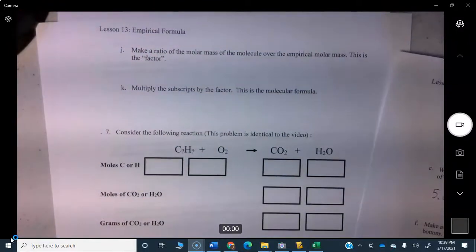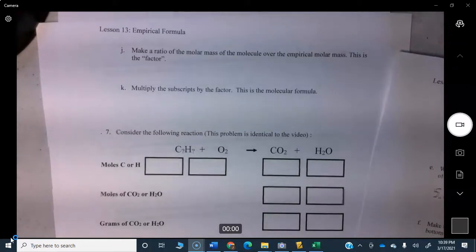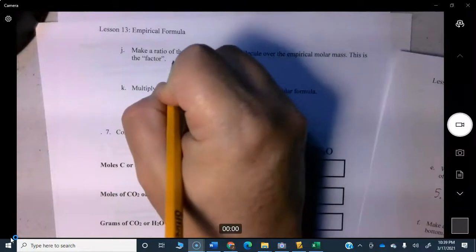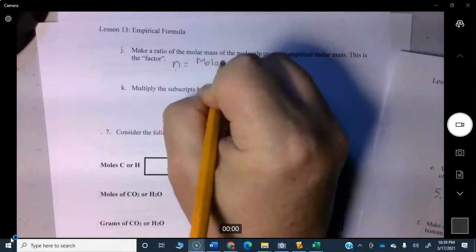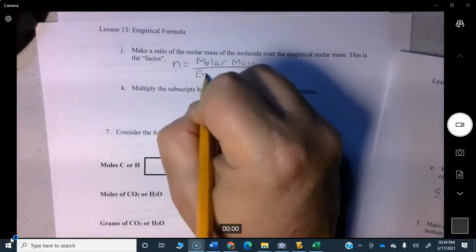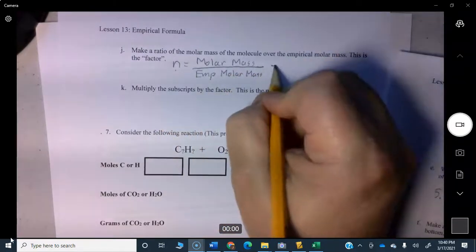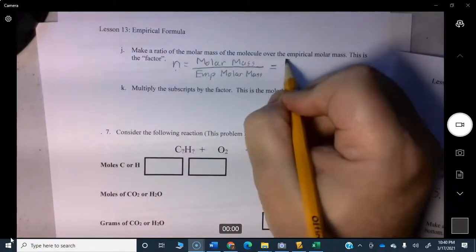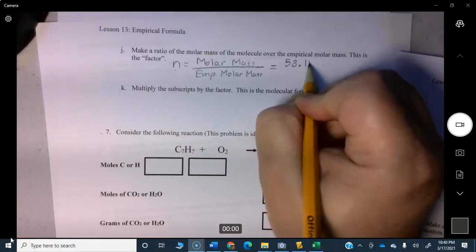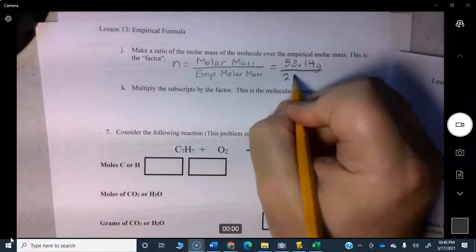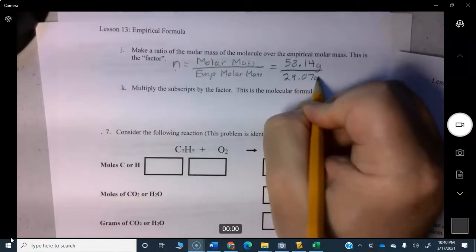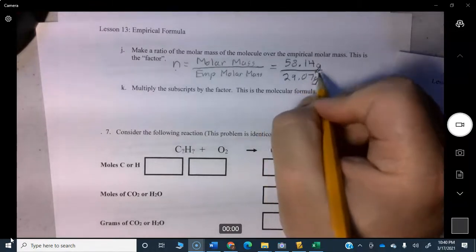Up here. And it says make a ratio of the molar mass of the molecule over the empirical molar mass, and that's called the factor. So the molar mass from the previous page, let's write what that formula is. N equals, that's the factor number, molar mass. A factor is just a number that you're going to multiply something by, over empirical molar mass. And so from the previous page, we were given the molar mass of the actual compound is 58.14 grams. And the empirical molar mass we just calculated was 29.07 grams. Grams cancels, so that means you have no units of measure, it's just a factor.